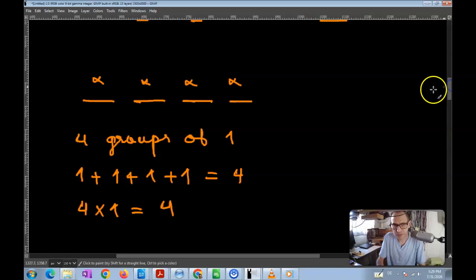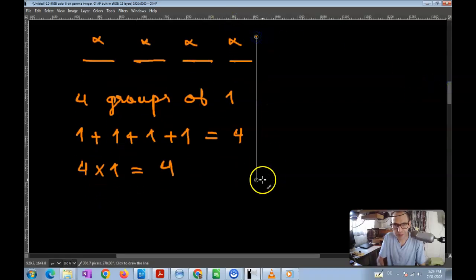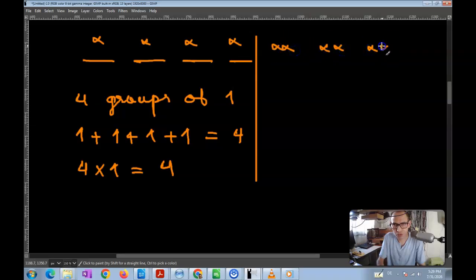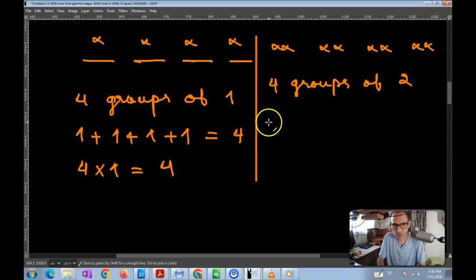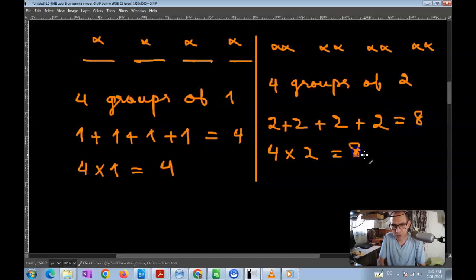Now, if I had 4 groups of 2, I would have a 2 here, another 2, another 2, and another 2. So then we have 4 groups of 2, and the total number of objects would be 2 plus 2 plus 2 plus 2, 4 times, which is nothing but 4 times 2. Now this is equal to 8, right?